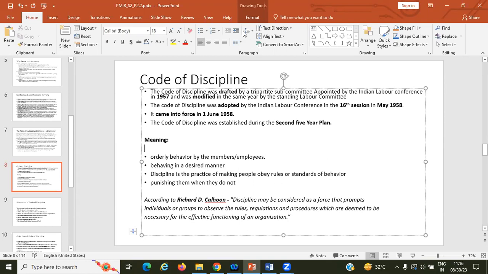So you understood a few things in discipline. What is the meaning of discipline? When it was drafted, when it was modified, when it was adopted, all these things. And you remember these two dates, 16th session in May 1958 and 1st June 1958. First time it was drafted in 1957, and the meaning and the definition. So this slide has three important things you remember.